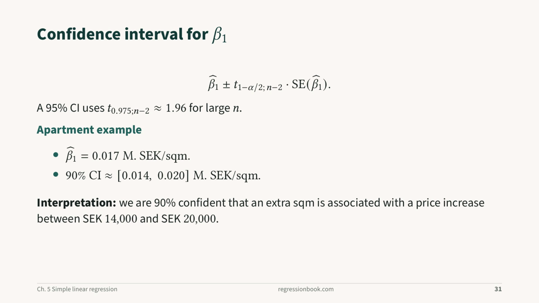The confidence interval takes its usual form. Estimate plus or minus a t critical value times the standard error, with the critical value near 1.96 for large samples at 95%. For the apartments, the slope of 0.017 carries a 90% interval from about 0.014 to 0.020. We are 90% confident an extra square metre is associated with between 14 and 20,000 kroner.